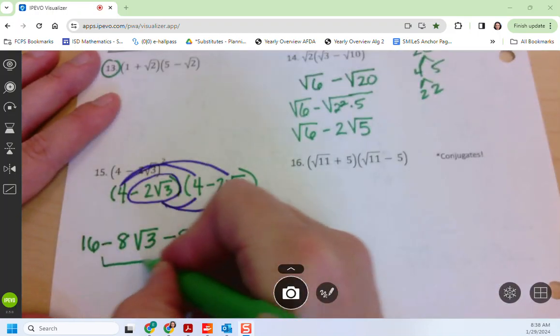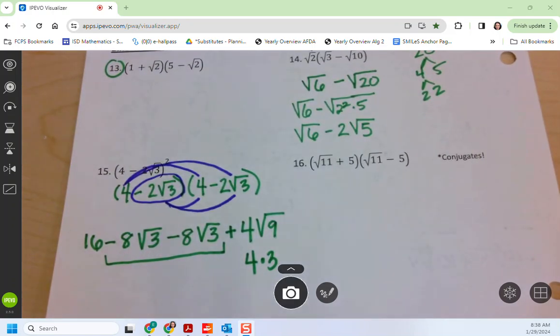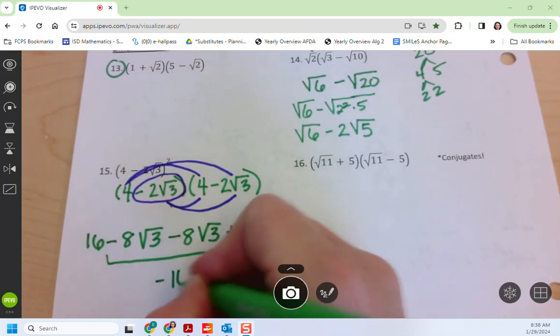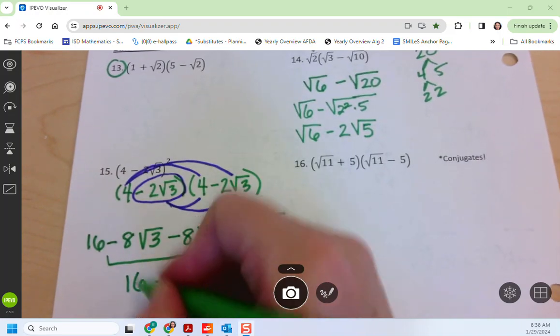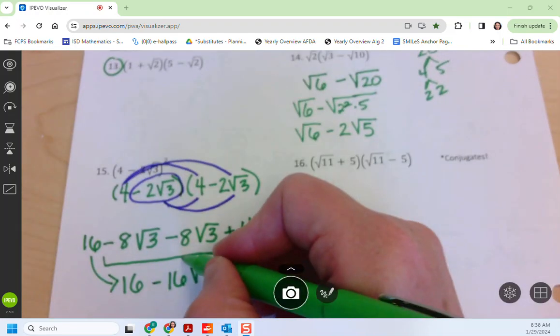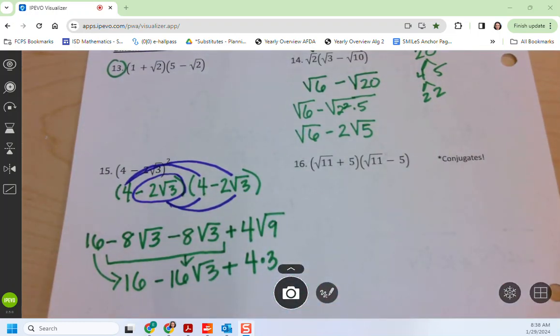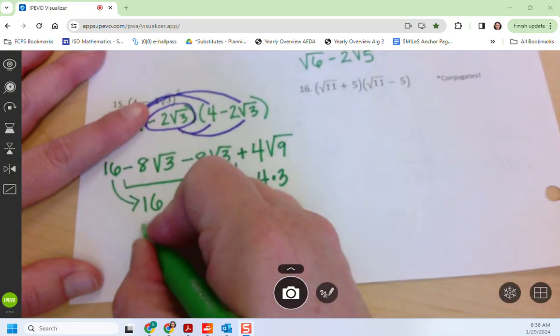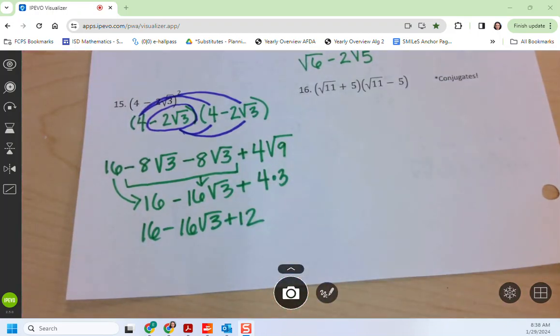These two can combine. So negative 8 root 3 minus 8 root 3. You combine the coefficients. Negative 8 minus 8 is what? That's right, minus 16. So that makes minus 16 root 3. And then that 16 comes down. Those two combine to give you this. And then this one becomes 4 times 3. 4 times 3 is 12. So I have 16 minus 16 root 3 plus 12. And then finally I can add 12 and 16 to get 28.